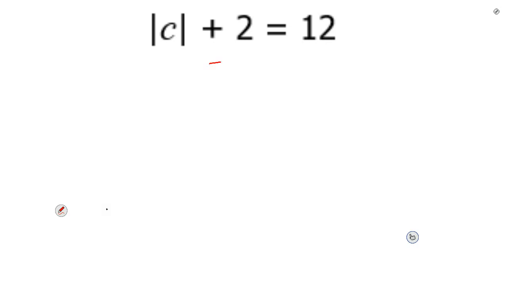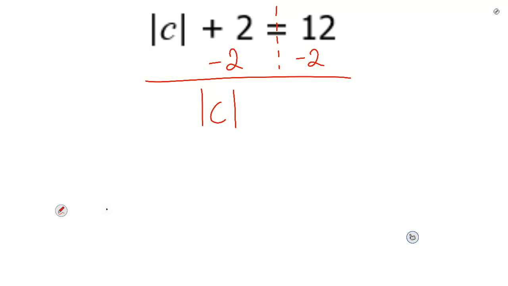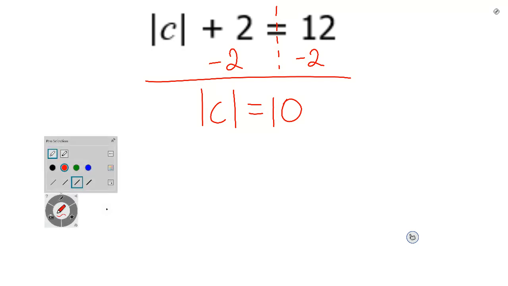So if I subtract 2 from both sides, remember, it's still an equation. We still have this dotted line, which means anything I do to the left side of my equation, I have to do to the right side of my equation. So this says that the absolute value of C is equal to 12 minus 2, which is now 10. So we have that the absolute value of C is 10, which is great because now we have our absolute value bars isolated. We have it all by itself, which means we can take our two equations.